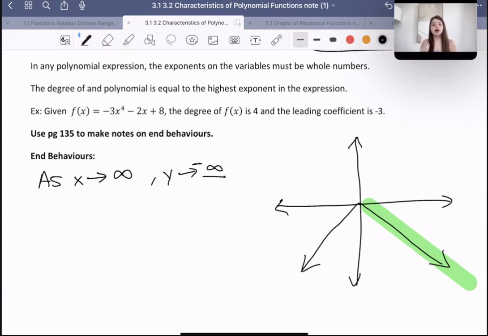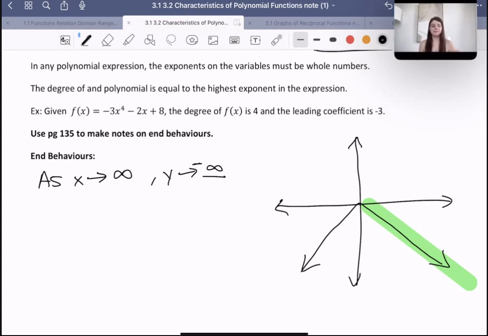Now, I have another question. Is it possible to approach something that's not infinity or negative infinity? So, in general, yes, but when it comes to polynomials specifically, no. The end behaviors must be that as x approaches infinity, y either approaches infinity or negative infinity, meaning that it always goes there eventually. Now, I realize there are some cases, like exponential functions, where this wouldn't be the case, but these are not exponential functions, keep in mind.